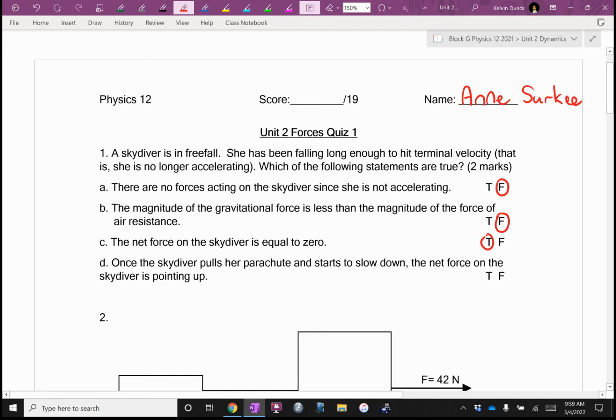Once the skydiver pulls her parachute and starts to slow down, the net force is up. She's moving down, but she's slowing down. Which way is she accelerating then? Which way is the net force then? Hey, this is true. So FFTT.